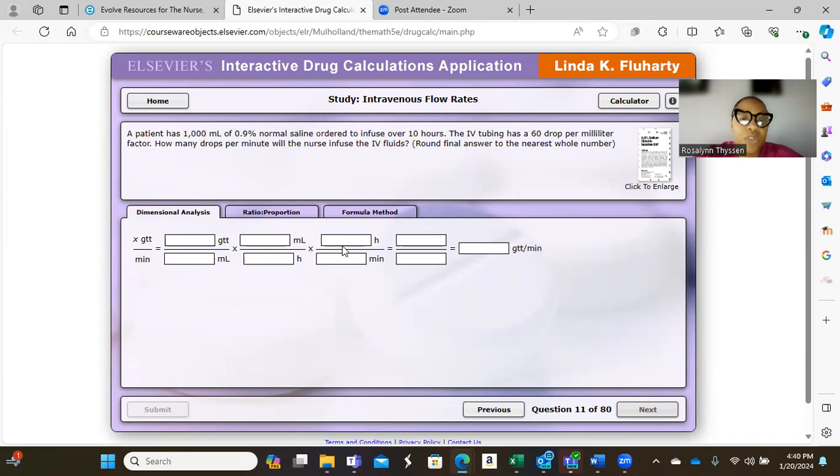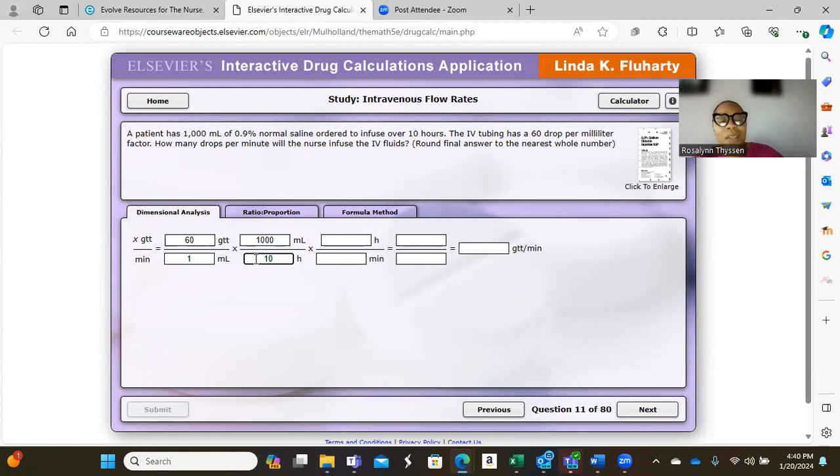All right. Anytime I'm looking for drops per minute, I would round the final answer to the nearest whole number. Okay. So what am I looking for? Drops per minute. How do I know that? Because it says here, how many drops per minute? All right. So what do I know about drops? Well, according to the information that it has, there's 60 drops per mil. So 60 drops in 1 mil. Mils at the bottom. I know it has to go at the top. According to the information I have, there's 1,000 mils in 10 hours.